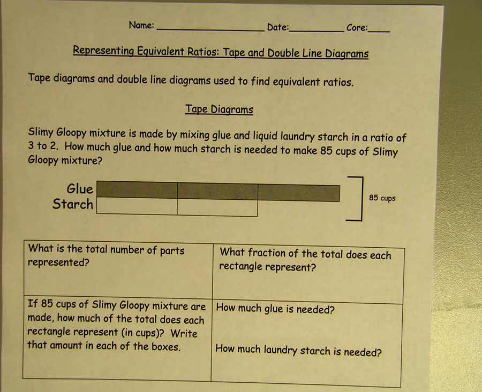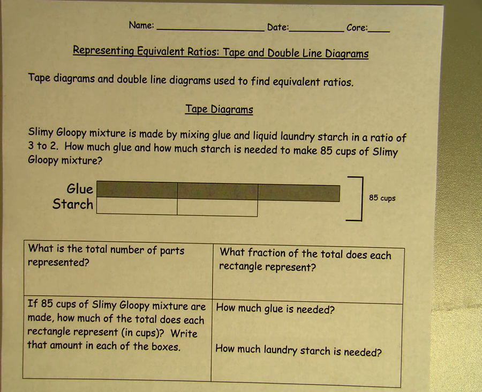Our first example we're going to do is our tape diagram method. Okay, and this is a slimy, gloopy mixture made by mixing glue and liquid laundry starch in a ratio of 3 to 2. How much glue and how much starch is needed to make 85 cups of slimy, gloopy mixture?